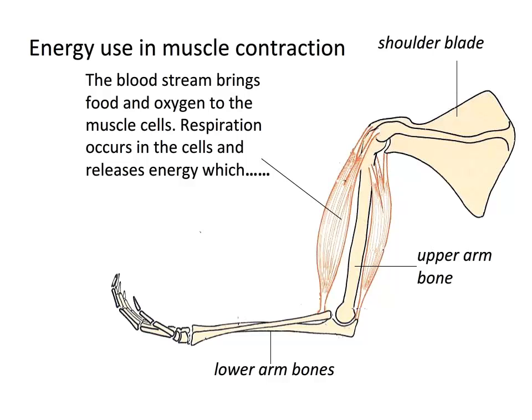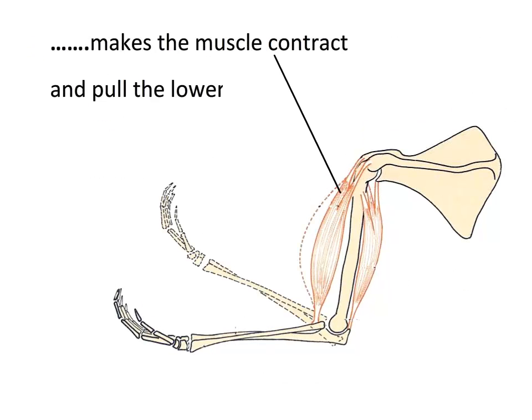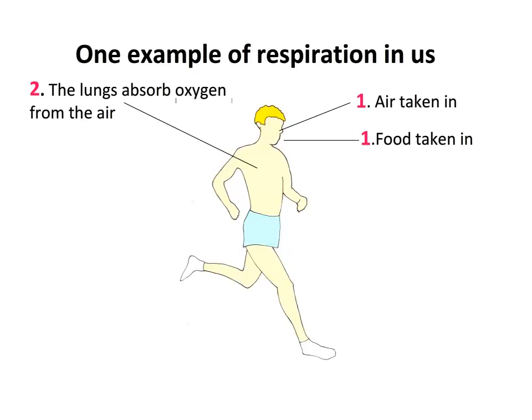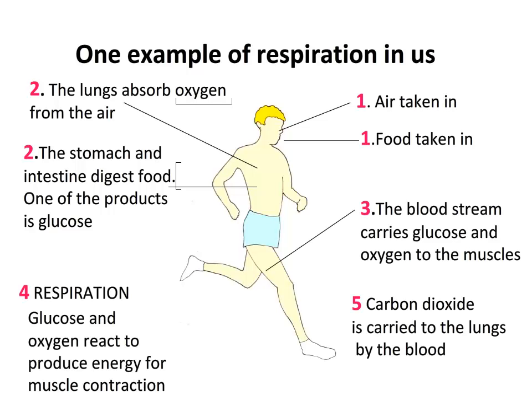So what does this energy get used for? That's right. This energy helps the muscles to contract, to be specific, the biceps muscles to contract and pull the lower arm up. This picture shows how the entire process of respiration is actually producing energy for our muscle contraction. You can see that the steps are numbered as 1, 2, 3, 4 and 5.